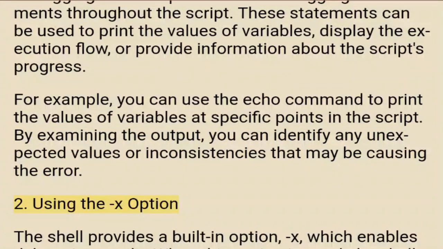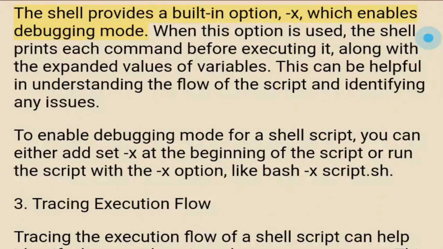2. Using the -x option. The shell provides a built-in option, -x, which enables debugging mode. When this option is used, the shell prints each command before executing it, along with the expanded values of variables. This can be helpful in understanding the flow of the script and identifying any issues. To enable debugging mode for a shell script, you can either add set -x at the beginning of the script or run the script with the -x option, like bash -x script.sh.